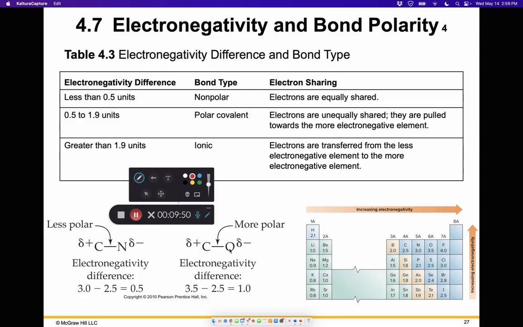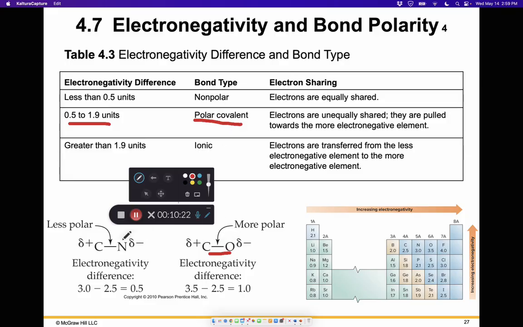So the electronegativity difference between carbon and oxygen: oxygen has 3.5, carbon has 2.5. Always subtract the smaller number from the larger number. So we have a difference of 1. If the electronegativity difference is 1, then we are in this category over here. It is between these, right? So we have a polar covalent bond. It means the bond between carbon and oxygen is a polar one.